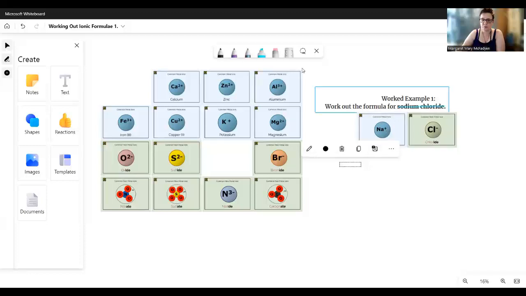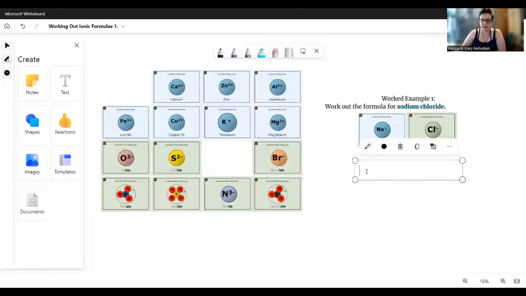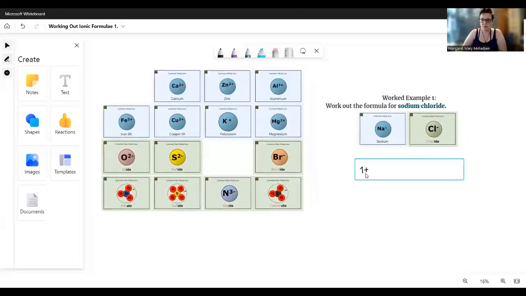If we look at sodium, we can see here that it's got a positive charge. If there's no number with it, that means that there's one of them. We tend to do that in chemistry. So we notice it's positive, so what we're going to put in here is a 1 plus charge. So sodium here has got a 1 plus charge.